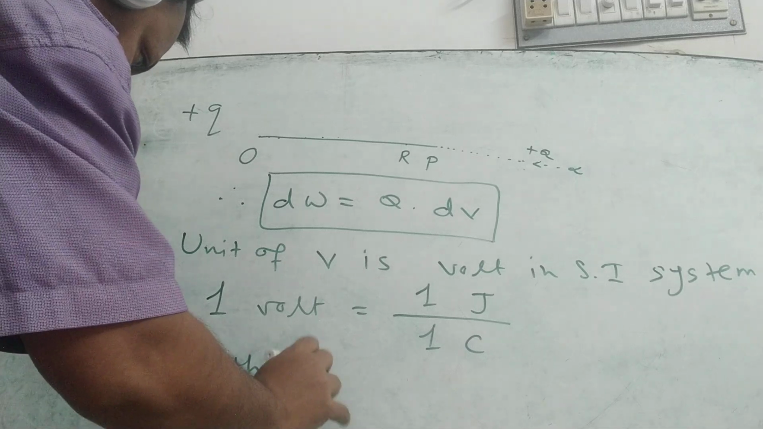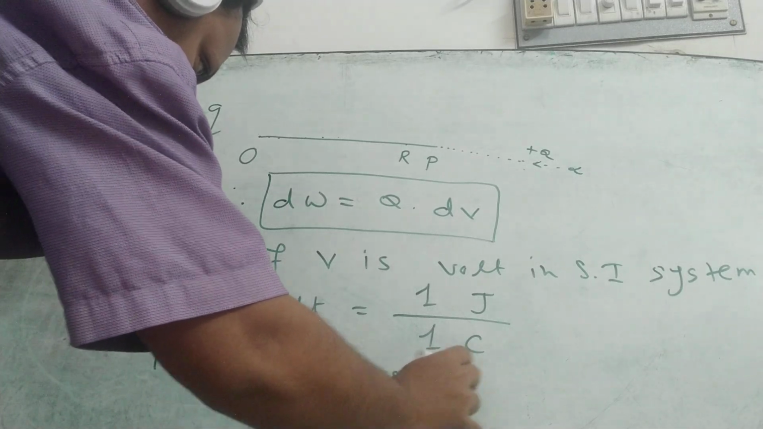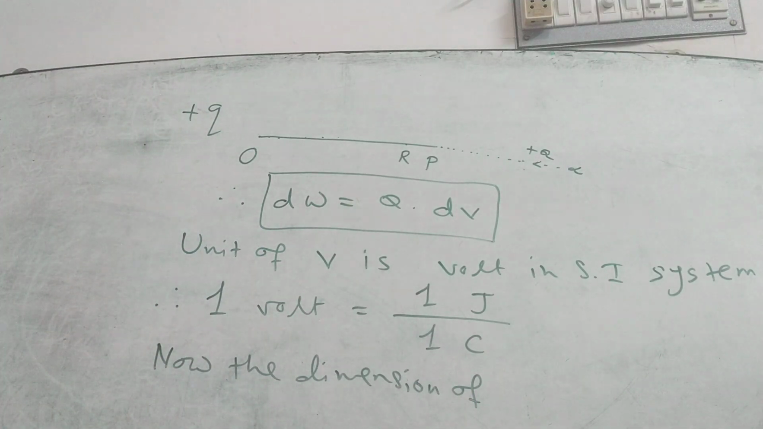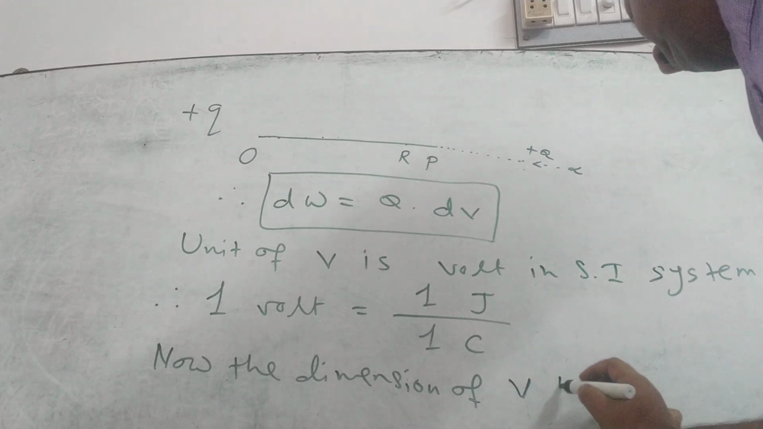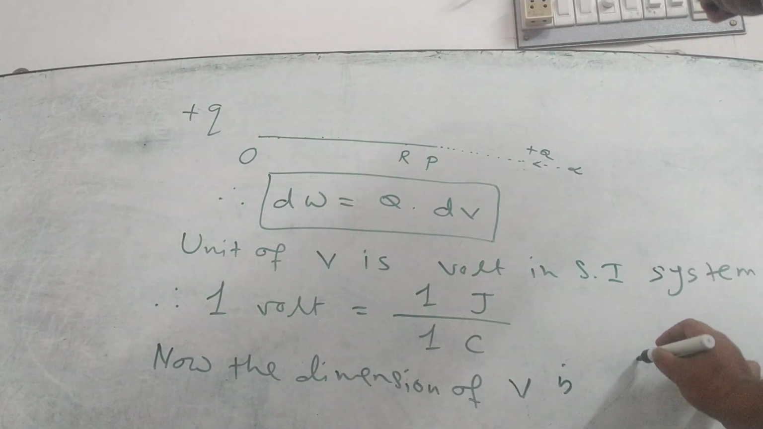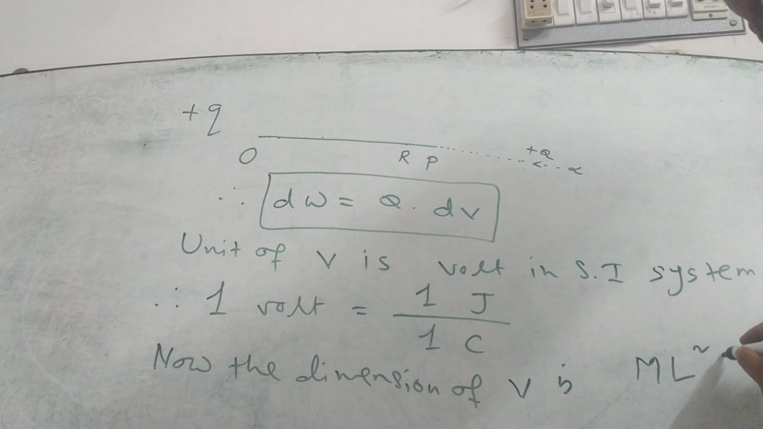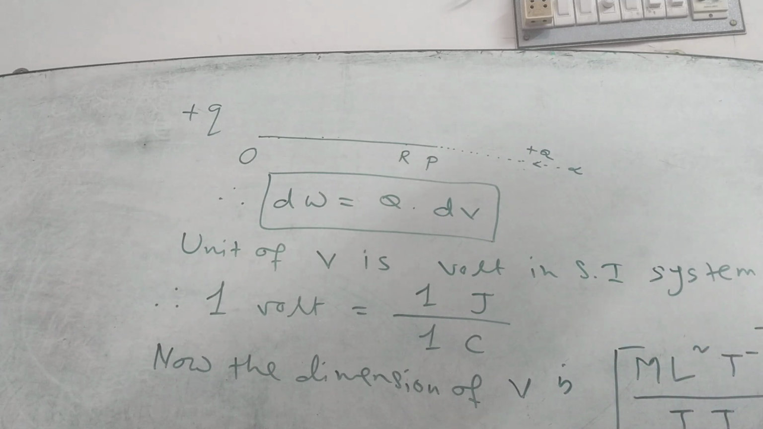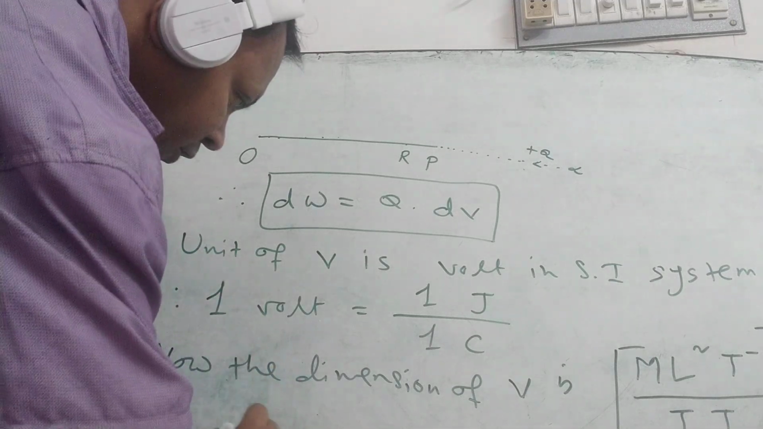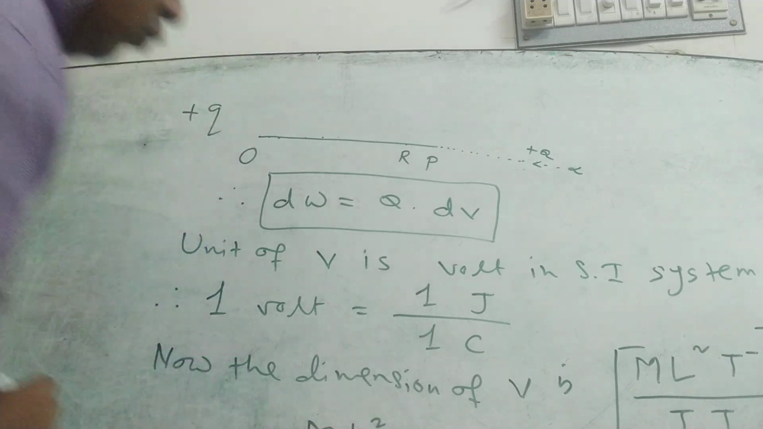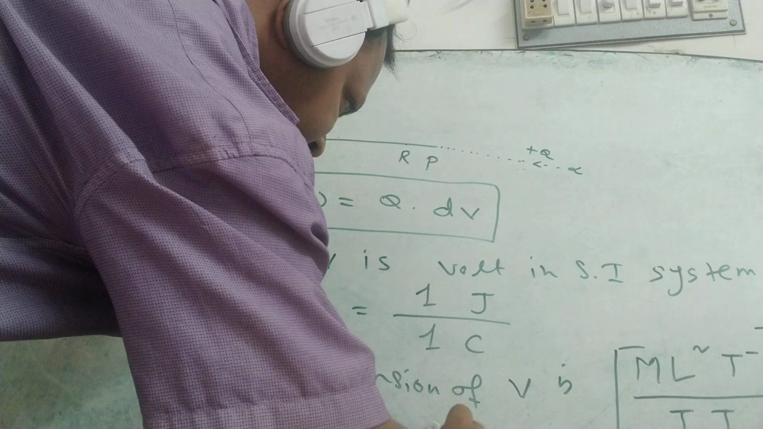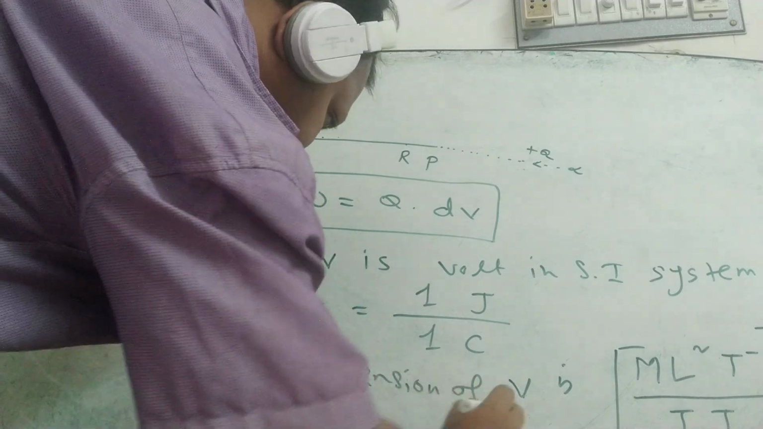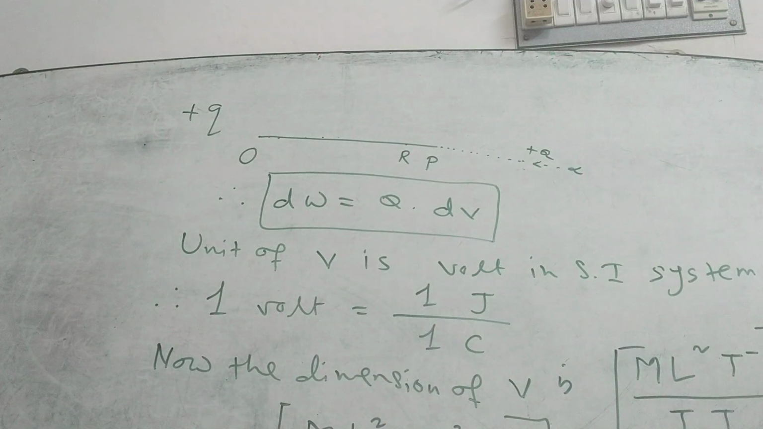Now, the dimension of V is M L^2 T^-2 divided by current I into T. This is equal to M L^2 T^-3 I^-1. This is the dimension of electric potential.